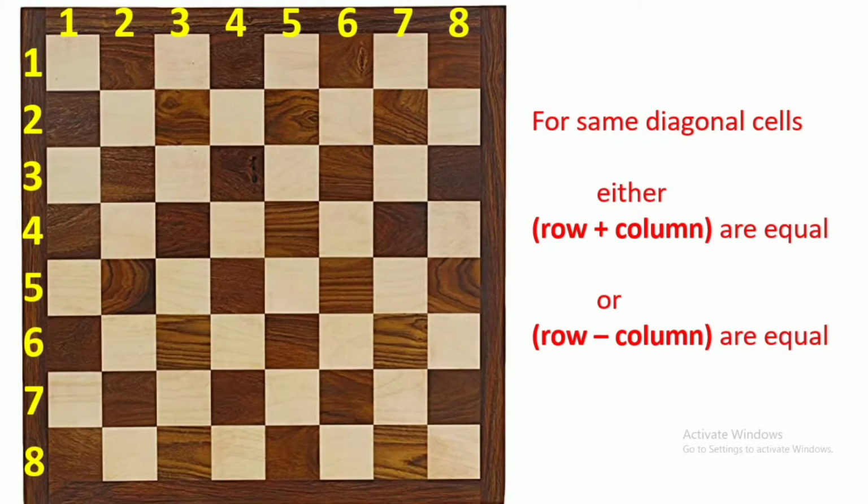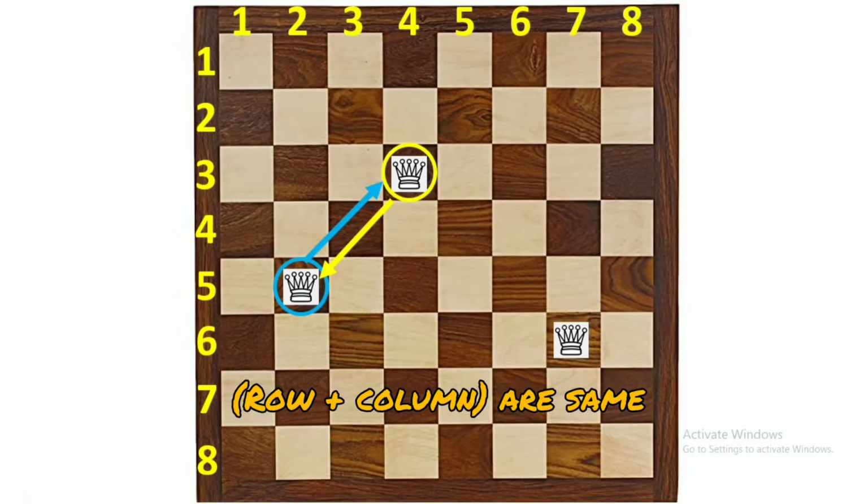One observation we are going to use is that if two queens are in the same diagonal, then either row plus column or row minus column will be the same for them. For example, queen 1 is on row 3 and column 4, while queen 2 is on row 5 and column 2. The value of row plus column for both is equal to 7 and they are in the same diagonal.